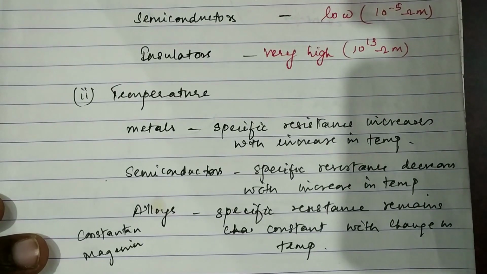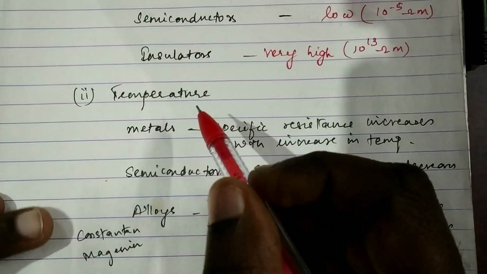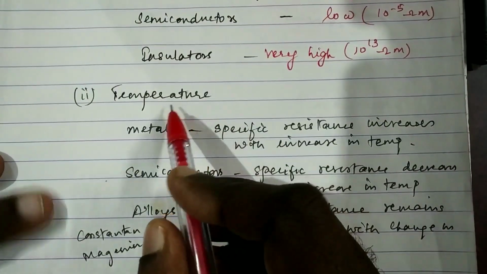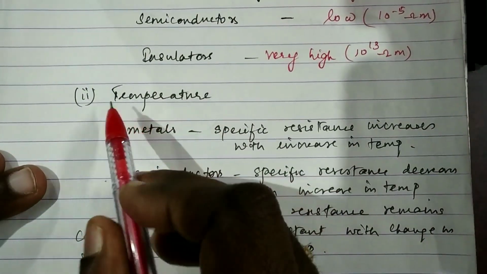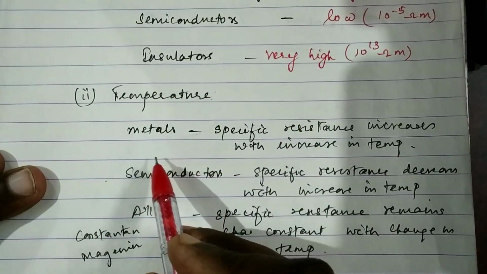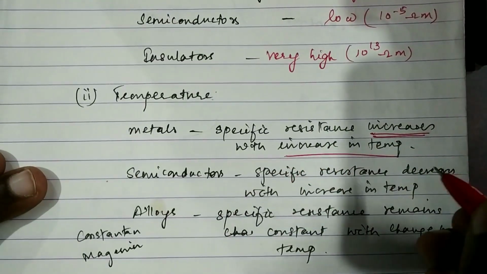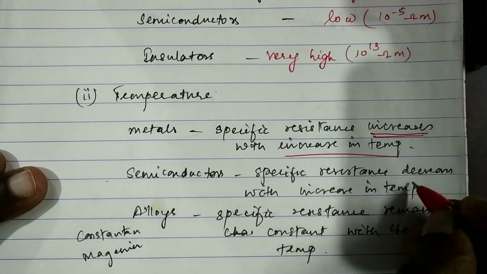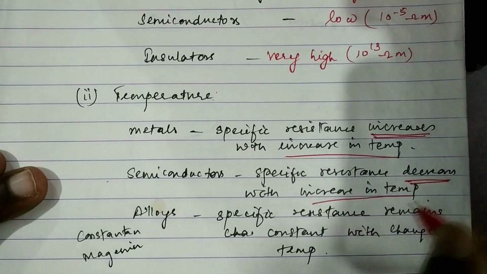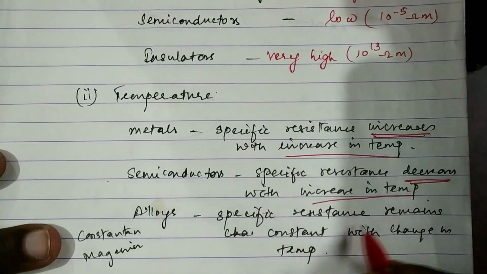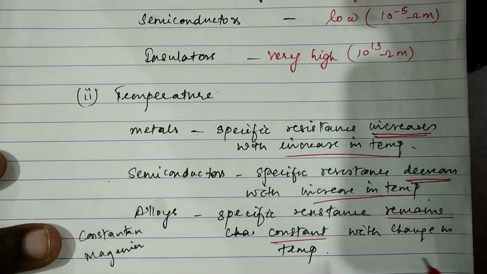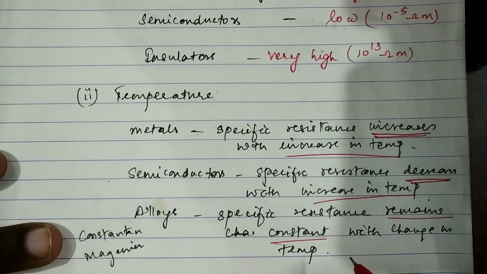One more time, the second factor is that specific resistance depends on temperature. For metals, the specific resistance increases with increase in temperature. For semiconductors, it decreases with increase in temperature. And for alloys, it remains constant with change in temperature. Now we shall see conductivity.